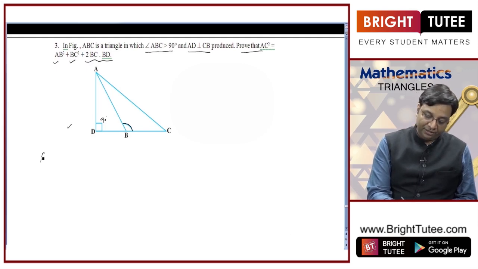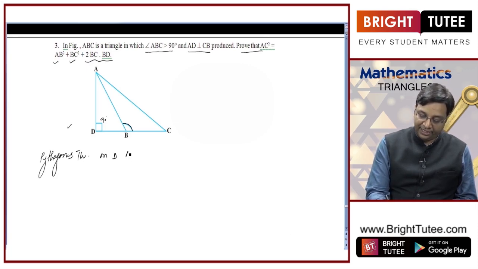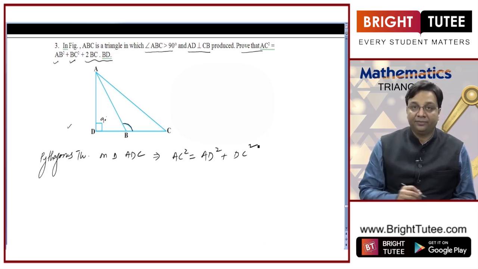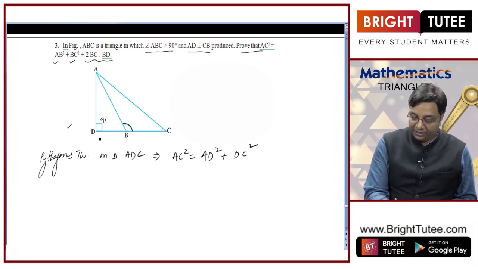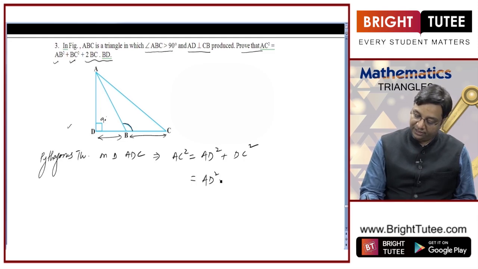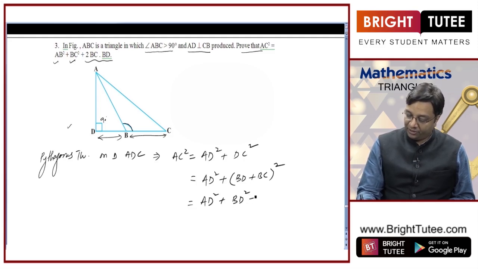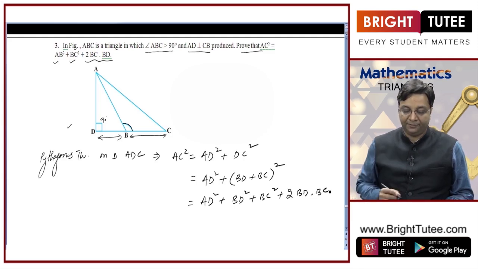So if I just apply Pythagoras theorem, by Pythagoras theorem on triangle ADC, which is a right angle triangle, I can say AC square is equal to AD square plus DC square, right? Now DC consists of two segments, DB and BC. So what can I write here is DB or BD plus BC whole square. Now let me open it. AD square plus BD square plus BC square plus twice of BD into BC.